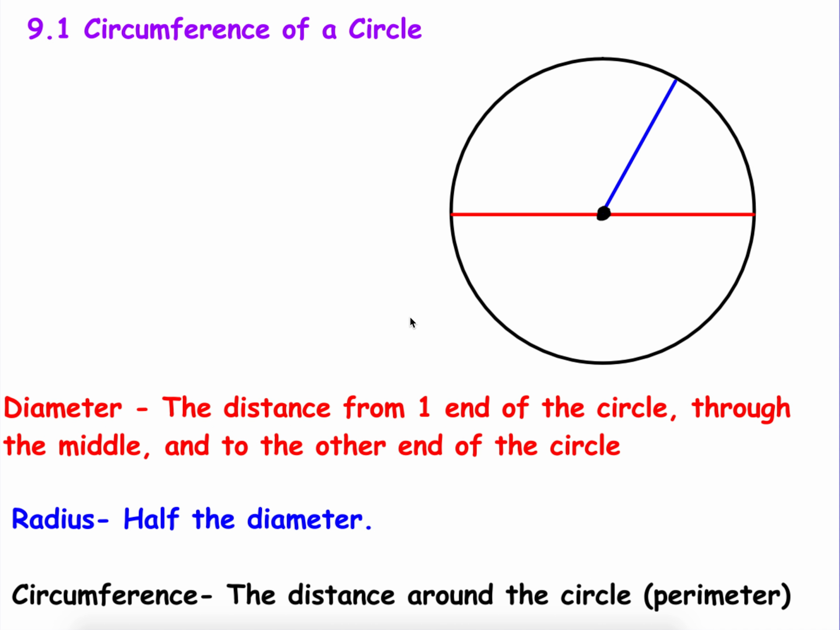So hopefully you guys have your note takers out. We're following along, and let's get to it. Okay, so here's the vocabulary you need to know today. A lot of this might be review, but it has to do with diameter, radius, and circumference.